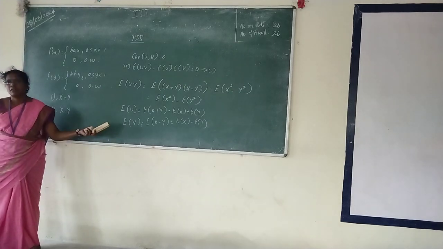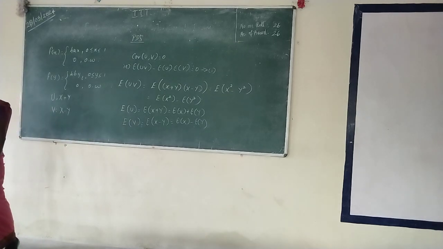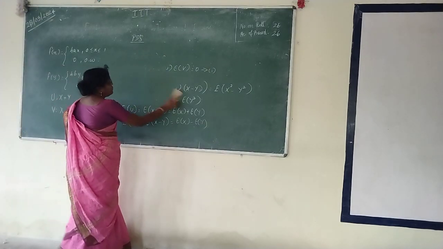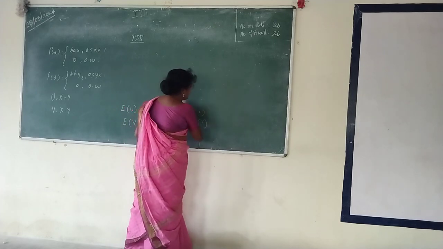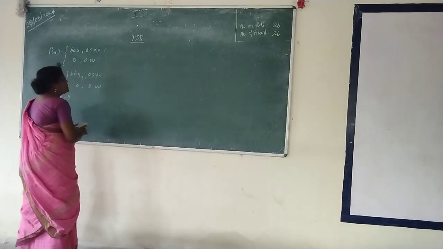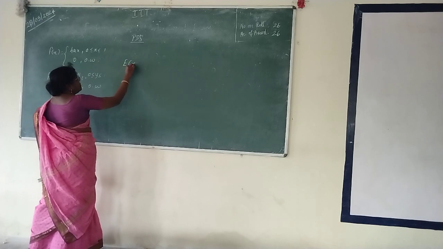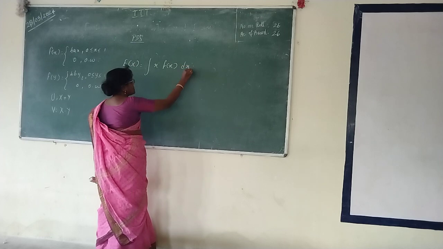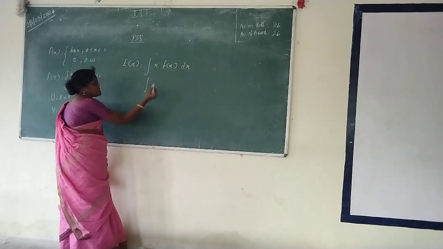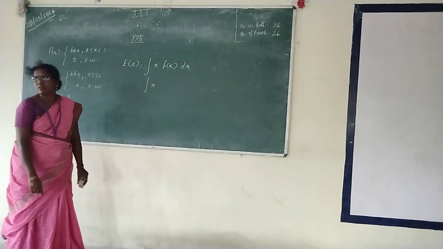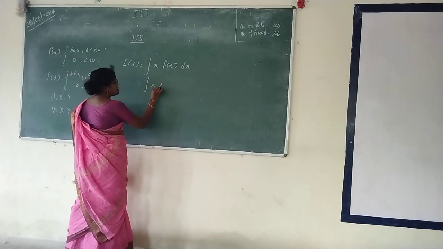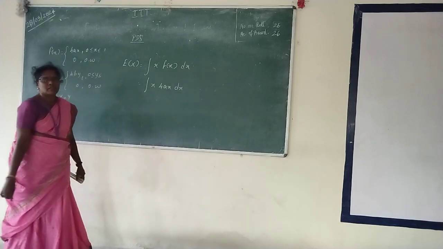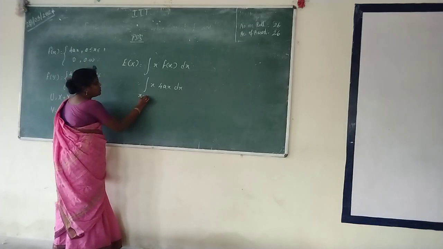Shall we continue? So what is the first one you have to find? E of x. What is the formula for E of x? E of x is equal to the integral of x into f of x into dx. So what is f of x? 4ax into dx. What is the limit value for x? 0 to 1.